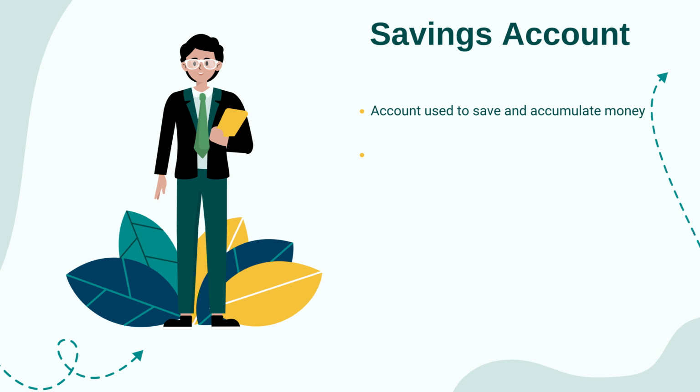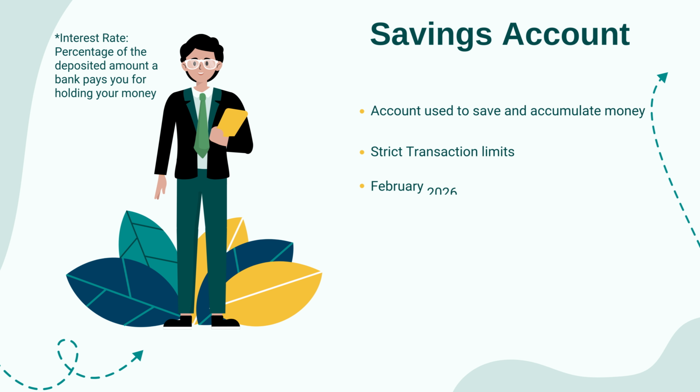The savings account is an account used to save and accumulate money. There are typically pretty strict transaction limits. As well, there is typically an interest rate that is earned. An interest rate is the percentage of the deposit amount a bank pays you for holding your money. On average, in February of 2026, this was 0.39% over the whole year. So this is the amount they'll pay over a given period of time. Let's say I have $100 and the interest rate is 1%. That means over the course of 1 year, they'll pay you $1 in interest.